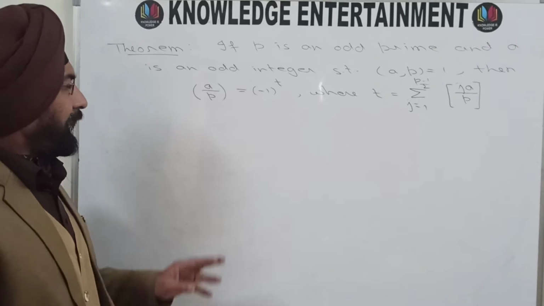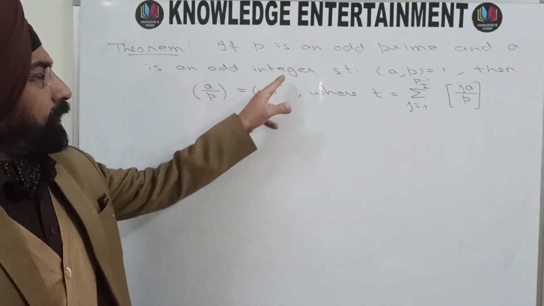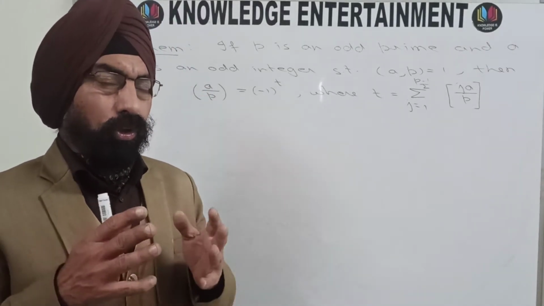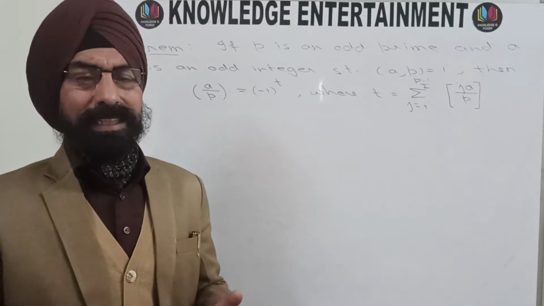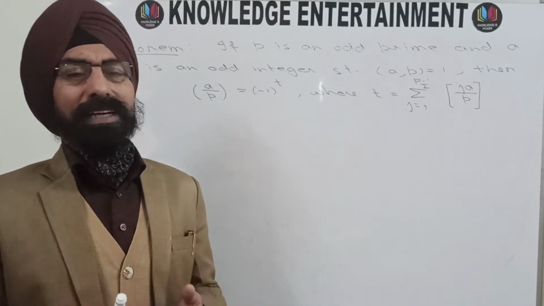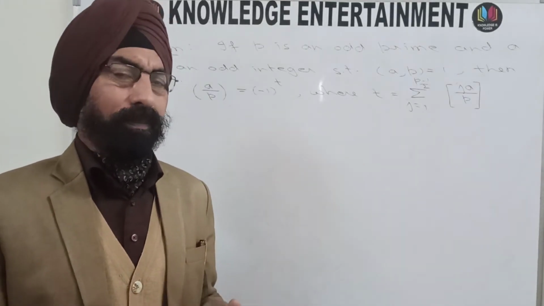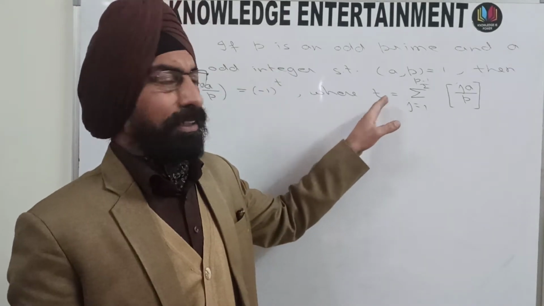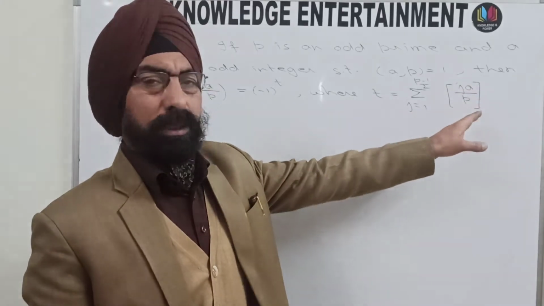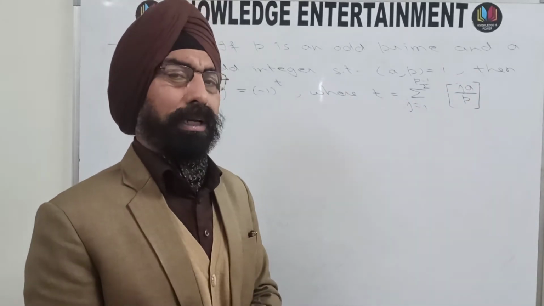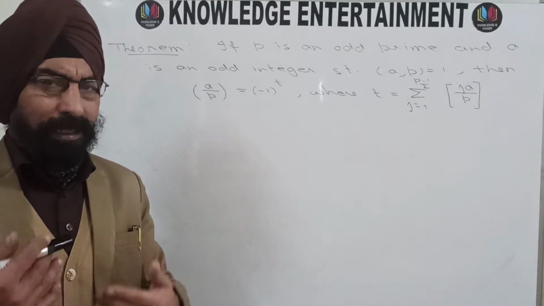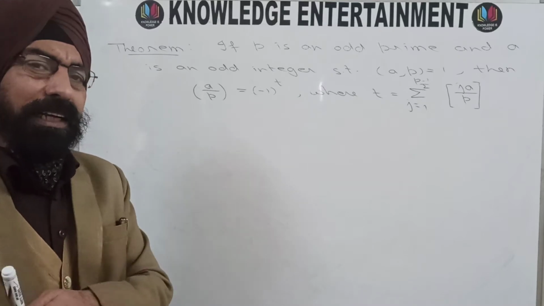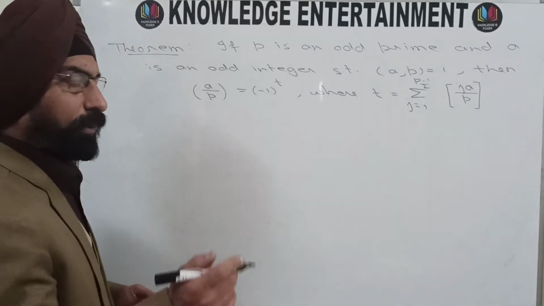In Gauss lemma, we have seen that this Legendre symbol is equal to (-1)^n, where n is the number of those among a, 2a, 3a, up to ((p-1)/2)a which give a remainder greater than p/2 when divided by p. And now we have that the Legendre symbol (a/p) is equal to (-1)^t, where t is the summation of the greatest integer function floor(ja/p), where j varies from 1 to (p-1)/2. So the proof is very similar to that of Gauss lemma, but at the end the proof will diverge and we will get a different line of action. Let us see how we will prove this theorem.